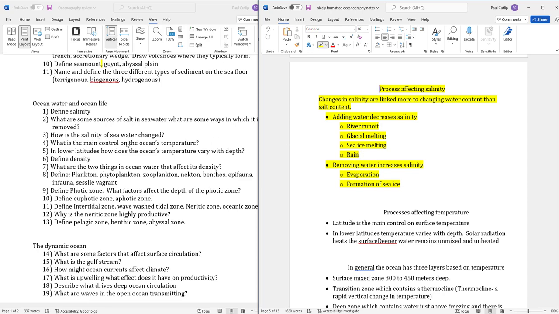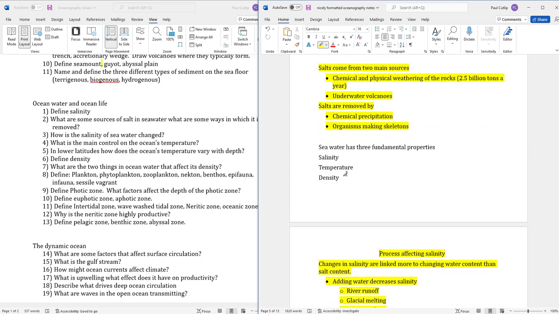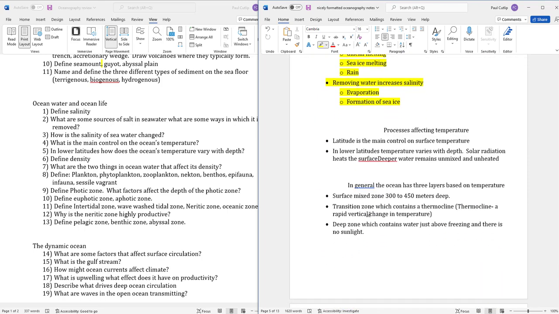Okay, so another property of seawater, up here you can see we got salinity, temperature, and density, right? So there's salinity. Temperature. Is temperature next? Temperature's next. What is the main control on the ocean's temperature, right? And I probably should put surface temperature there because the main control is, of course, latitude, right?